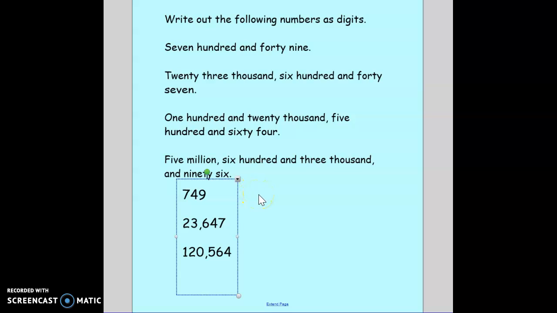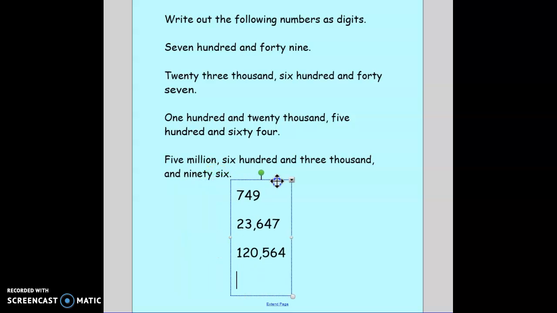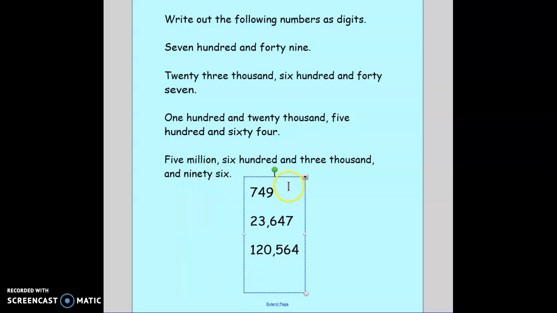5,603,096. Why don't you pop the screen on pause and have a go at that one? 5,603,096. Put it on pause. Once you're taking it off pause, I'll be putting the answer in straight away. There's my 5,603. Listen to the numbers. 1,096. So there's no hundreds. And there's the 96. Just think things through and be systematic with your answers.